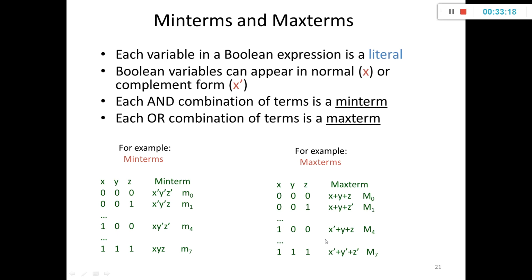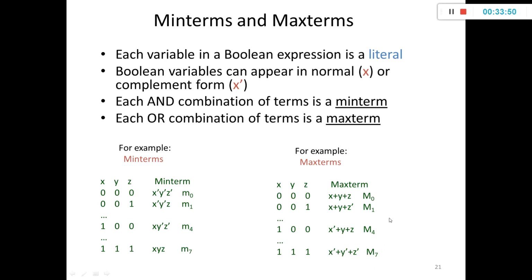For 1 0 0, here you can see 1 is represented as x bar, 0 is represented as y, and here 0 is represented as z. So how do you write this max term? x bar plus y plus z. Then for 1 1 1, how do you write the max term? x bar plus y bar plus z bar, and the notation is capital M7.